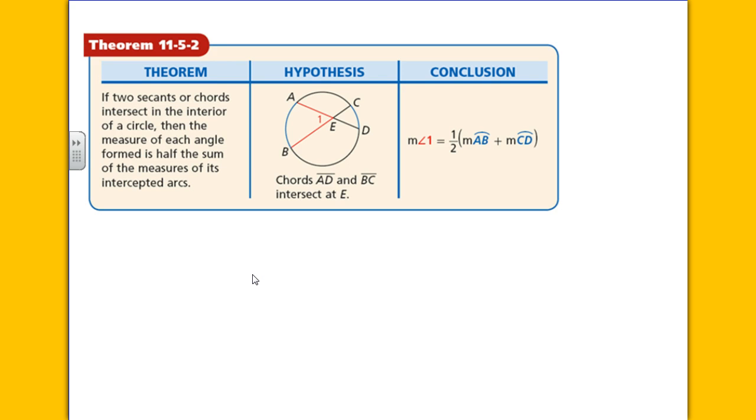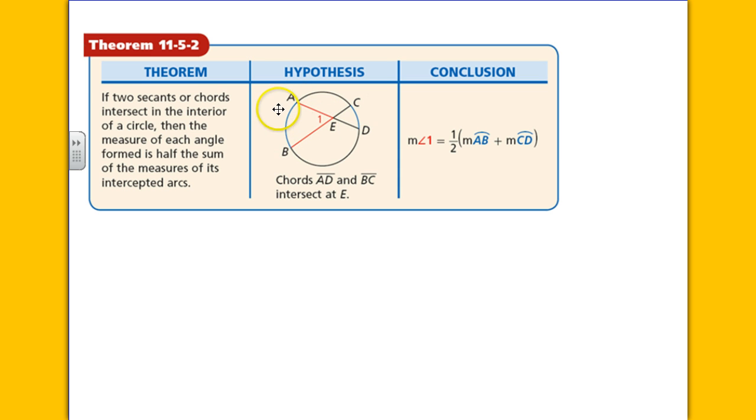Our next theorem says, if two secants, or chords, intersect in the interior of a circle, then the measure of each angle formed is half the sum of the measures of the intercepted arcs. So as we look here, angle 1 is formed by these intersecting lines. So the angle over here, opposite 1, is a vertical angle, right? So these angles are congruent. And these angles then are both half of the sum of AB plus CD. Those are the two intercepted arcs for these chords.